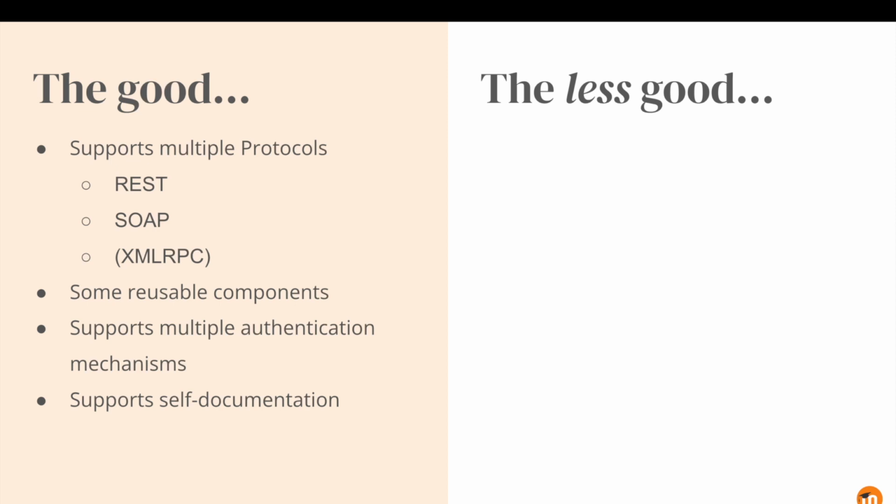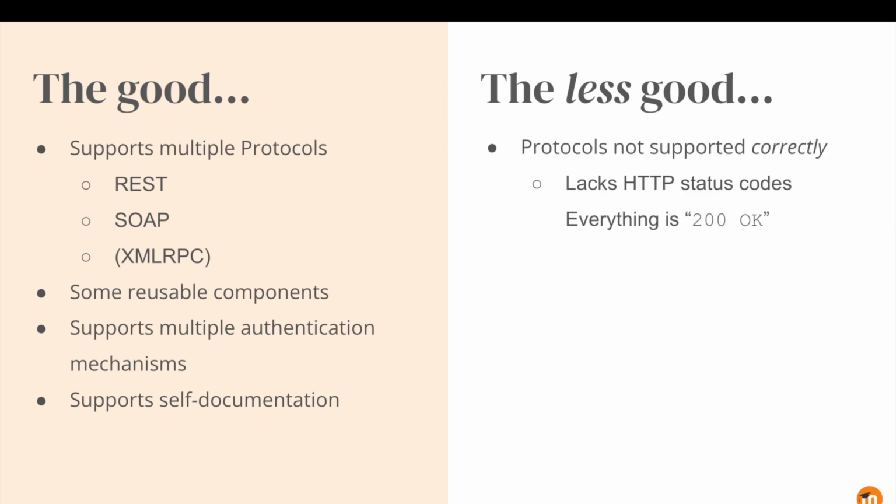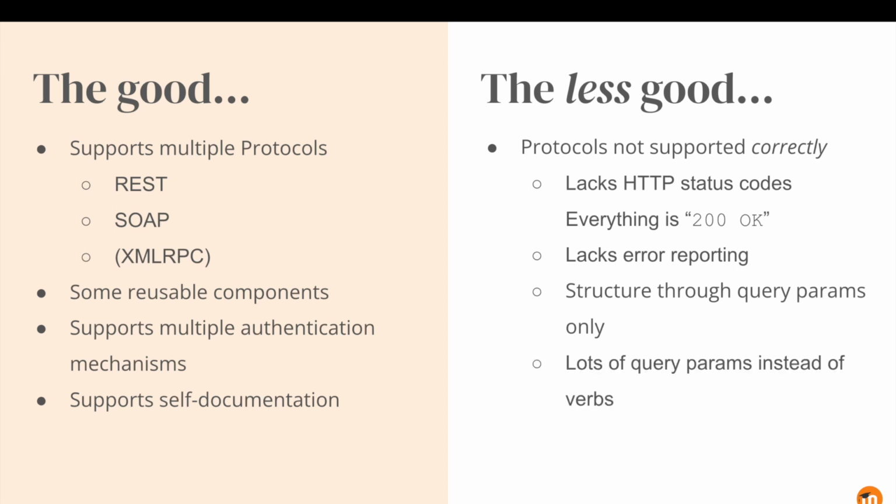However, when we dig deep, we can identify a number of issues too. Whilst we support multiple protocols, none of them are really implemented correctly. For example, all REST responses end with a 200 OK response. They also lack consistent and reliable error reporting. We use query parameters rather than URI structure for all of the structure in the protocols. And we also use query parameters instead of verbs, putting each change for a feature into a different query parameter.